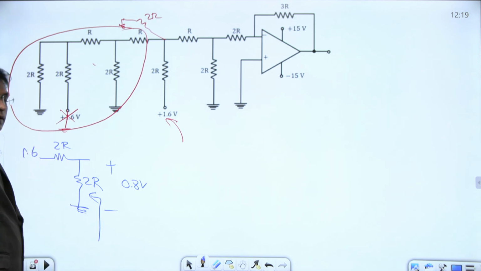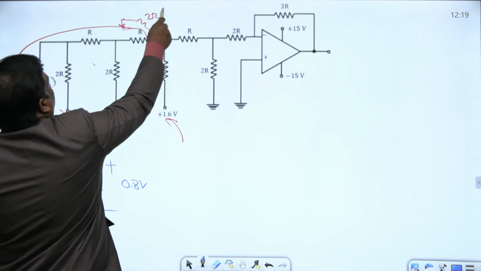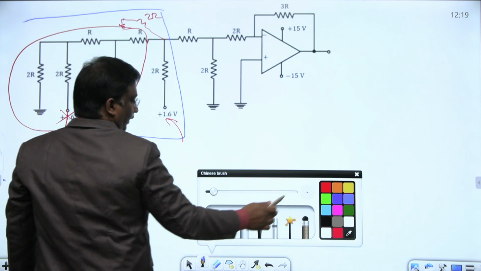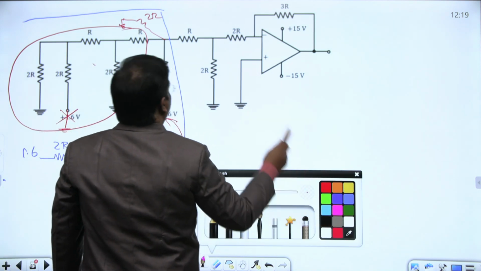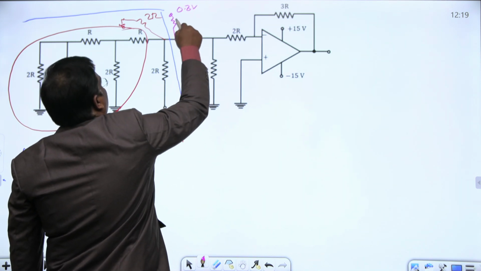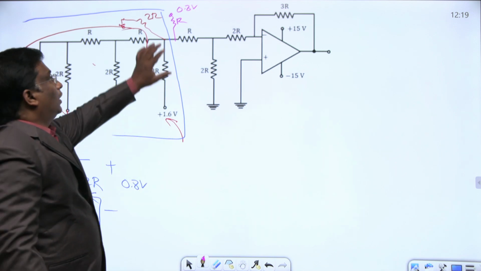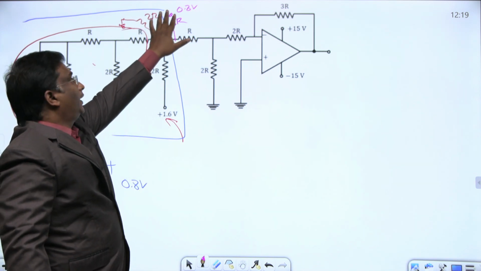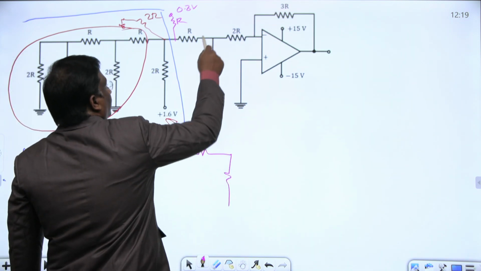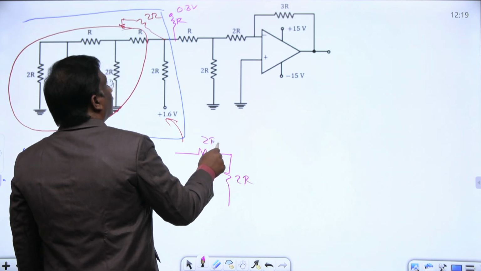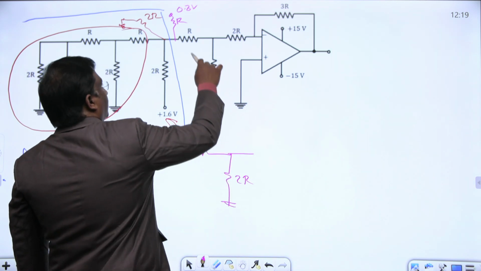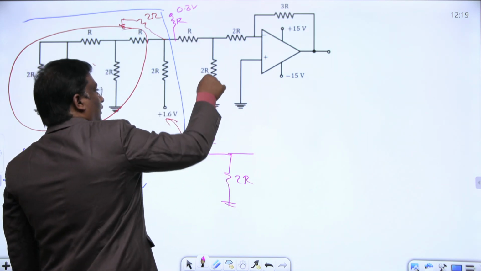2R parallel R. Therefore, up to here if I calculate, what we are getting here is 0.8 volts, this is R. Now this R to R series is 2R, 0.8, again this 2R. If I talk about this point, this is 2R, this is 2R, this is 0.8 volts, grounded. I am talking about these elements, this R R series 2R, this 2R.